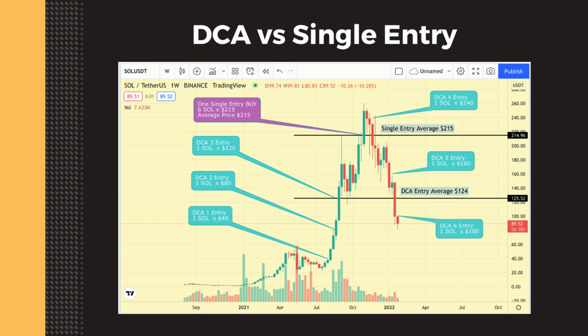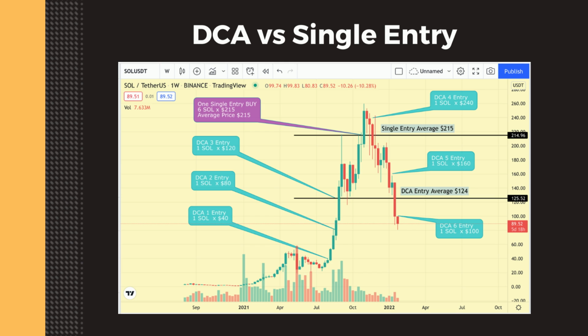In contrast, investor two has decided to invest exactly the same amount of money and buy again 6 Solana cryptocurrencies. However, instead of buying them all at once and going all in, he decided to split his investment capital into 6 different entries, and he was entering the market at different times. As you can see on this chart, he bought his first Solana at the price of $40. Then the second one he bought at the price of $80 as it was going up. His third entry was at $120.